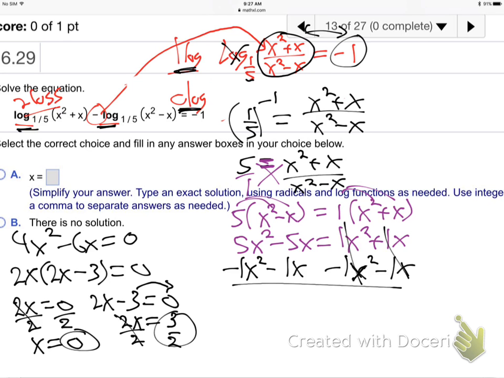But we've got to check them, huh? We've got to plug them into the original. Remember, you can't make the inside of any log 0 or negative. So put in the 0 for x. Yeah, there's a problem right away. It's going to make the inside of that log 0. So forget it. Throw away that answer. The inside of a log cannot be 0 and cannot be negative.